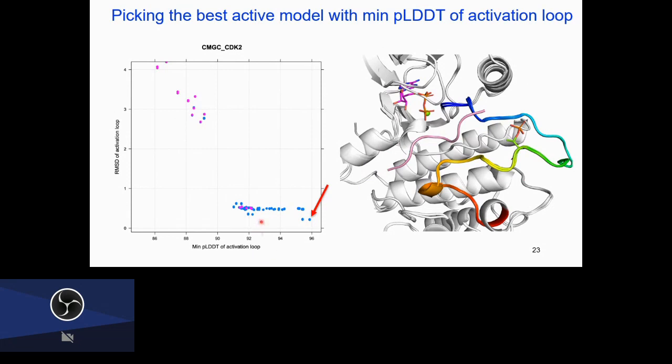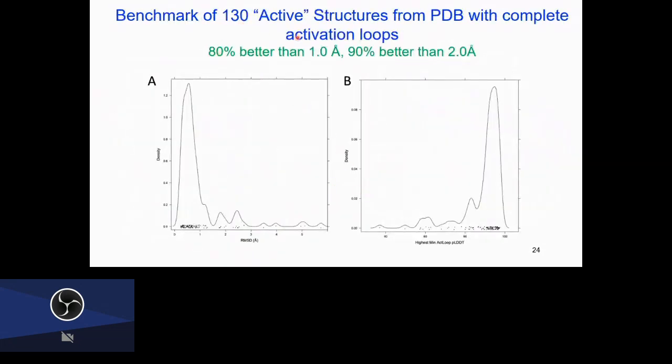If we benchmarked it against 130 structures from the PDB that had full activation loops that were active, 80% of them have an RMSD of better than 1 angstrom, 90% have better than 2 angstrom. And so this is the distribution of the RMSDs.